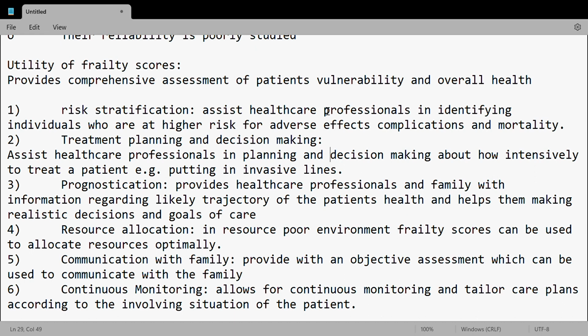Number four, resource allocation. In resource-poor environments, frailty scores can be used to allocate resources optimally. Number five, communication with family. Frailty scores provide an objective assessment that can be used to communicate with the family. Number six, continuous monitoring. It allows for continuous monitoring and tailored care plans according to the evolving situation of the patient.